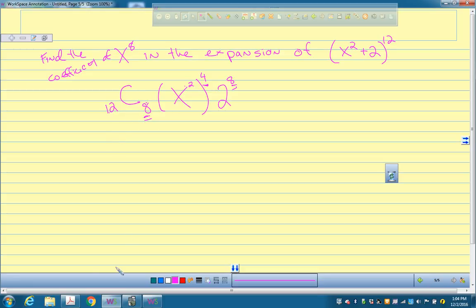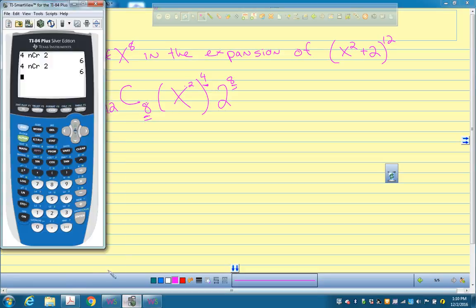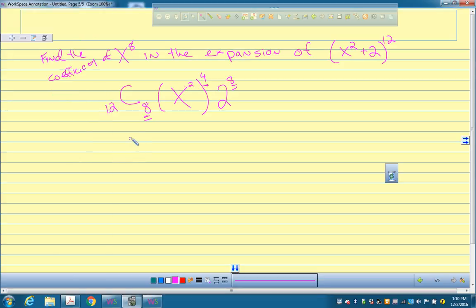12 combination 8, I'm going to do that on my calculator. 12, math, PRB, combination, 8. I shouldn't have put that parentheses in there. Delete. Okay, so that's 495. So the thing that goes in front is 495.